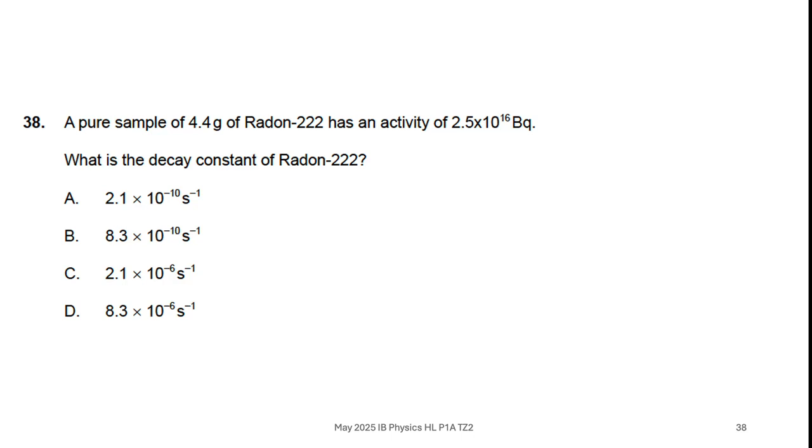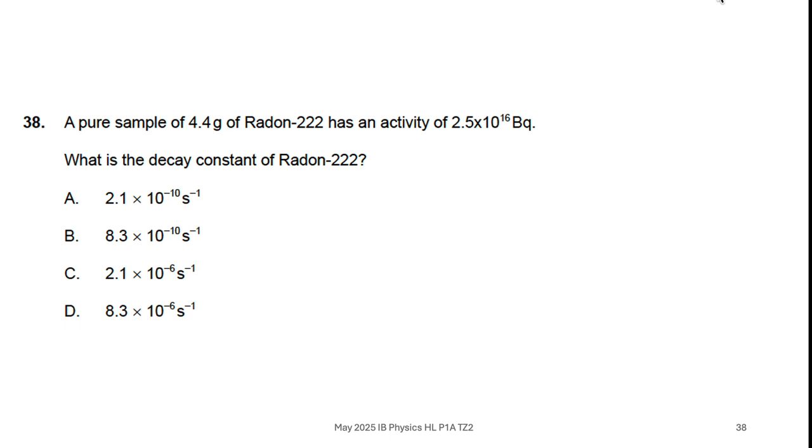Okay, here's an HL question. We're being told that we have a pure sample with that mass. We have an activity of 2.5 times 10 to the 16 becquerels, and we want to know what is the decay constant. As ever, please have a look at the question, and when we're ready to go, let's see the answer.